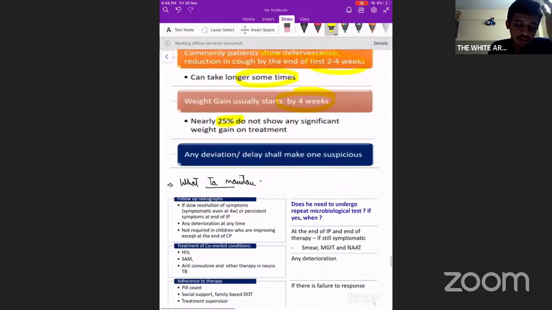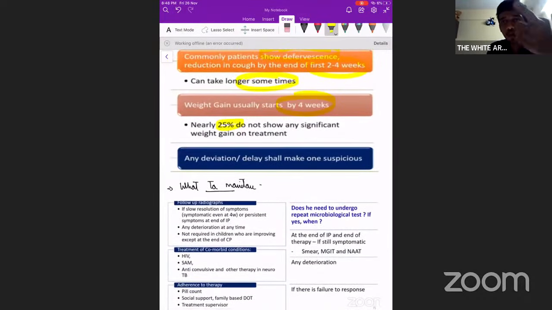Fine. Next, what is the role of follow-up radiographs and what is the role of repeat CBNAAT? As we had seen before, in our previous guidelines, we used to repeat CBNAAT at the end of induction phase. We used to repeat chest radiography at the end of treatment. Whether it is recommended in our present guidelines? It is no.